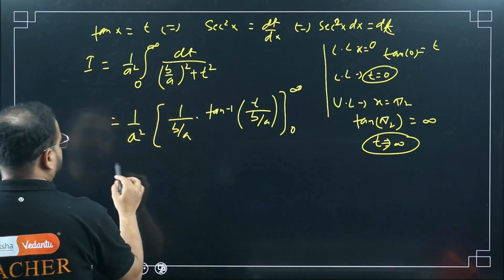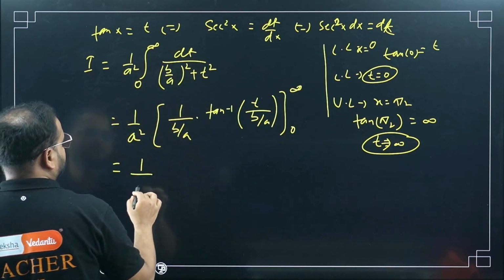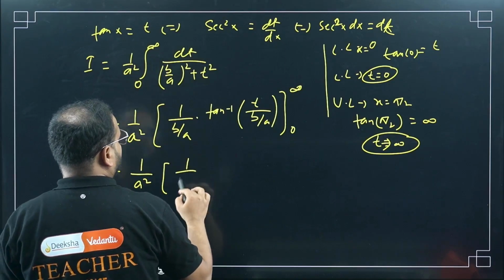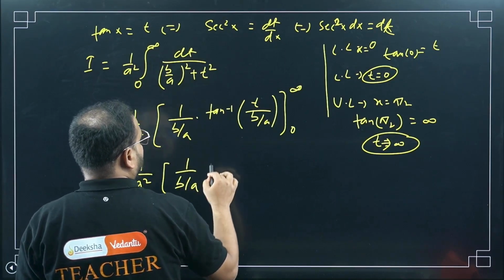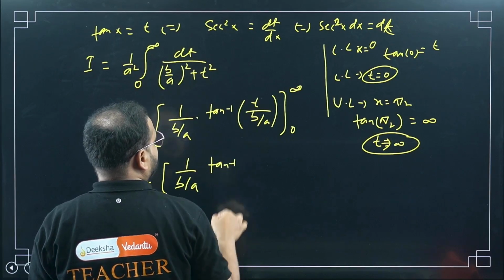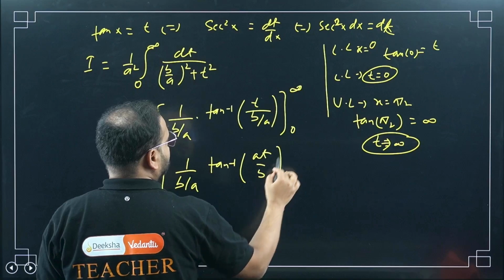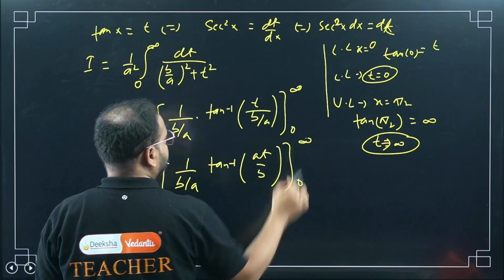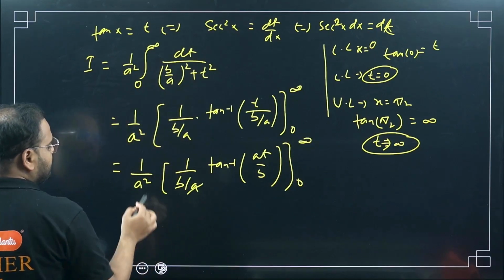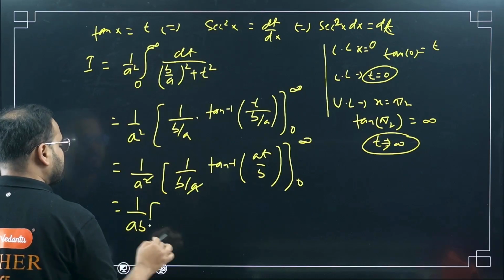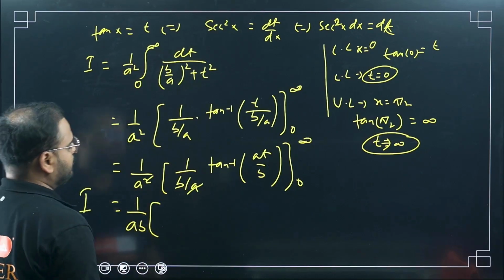Please check. 1 by a square, how much is this? 1 by b by a, tan inverse of at by b. This whole thing from 0 to infinity. Okay. I can cancel this a with this a. What I get is 1 by ab, as constant outside. Please have a look now.